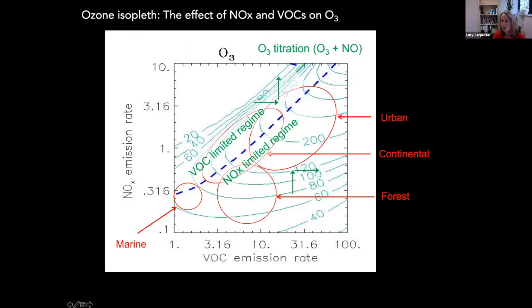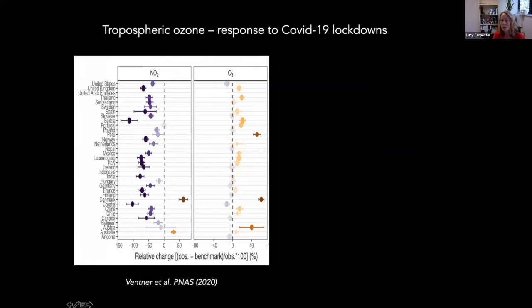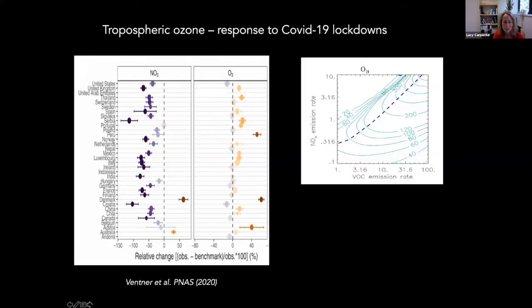So these sorts of graphs are very useful to understand what differences in emissions will make on ozone concentrations. And as I said, this really is very clear when you start to look at the response to the COVID-19 lockdowns. This comes from the Bent et al. PNAS paper from last year, and it shows, across different countries, the relative change in NO2, this percentage change, and the simultaneous change in ozone.